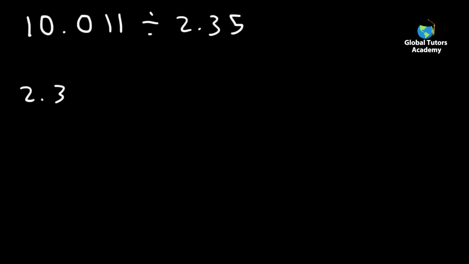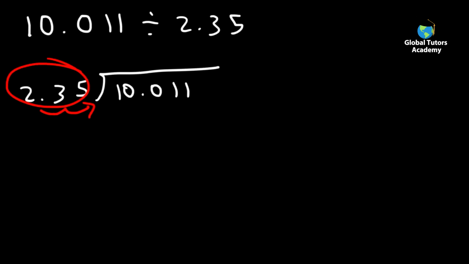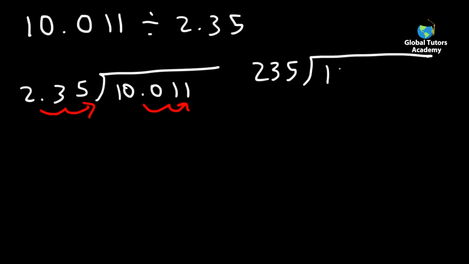Now let's try the final problem. But this one is going to be very tough. 10.011 divided by 2.35. So first, let's adjust the problem. This time, we need to move the decimal point 2 numbers to the right in order to make this a whole number. And so we're gonna do the same thing here. So this becomes 235. This is 1001.1.